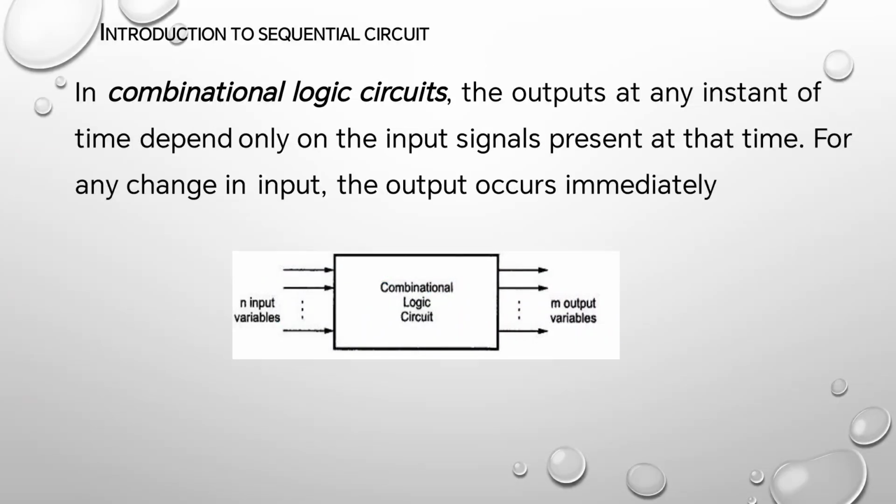Introduction to Sequential Circuit. In combinational logic circuits, the outputs at any instant of time depend only on the input signals present at that time. For any change in input, the output occurs immediately. So here is a diagram for the combinational logic circuits. N input variables we are giving and then M output variables we are getting.